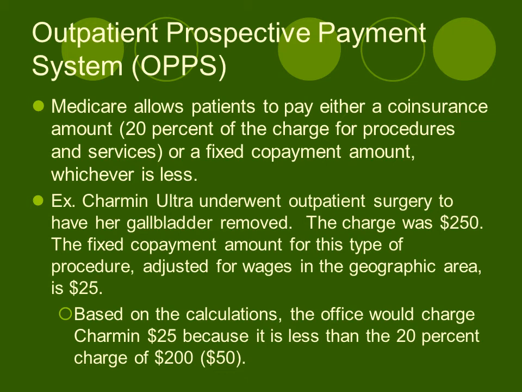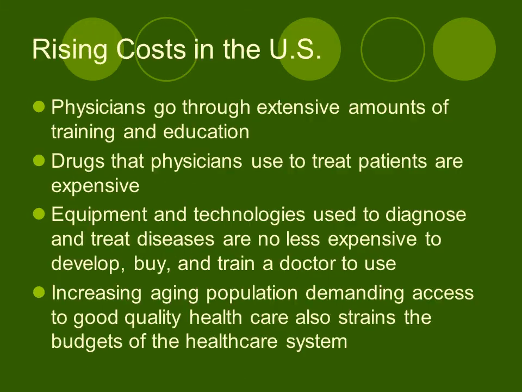Based on calculations, you would basically charge her $25 because 20% of $250, we'll do those calculations here. So if we have $250 at 20%, that will give us $50. So $50 is more than the fixed amount of $25. So for that reason, you would charge her only $25. That's what she will pay for those services. And that's known as the OPPS, the Outpatient Prospective Payment System for Medicare patients.